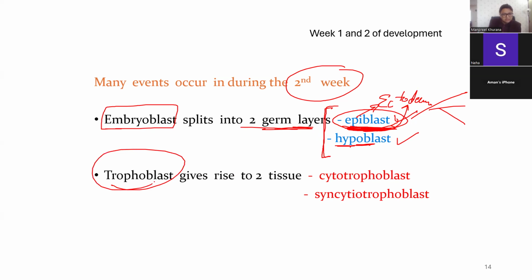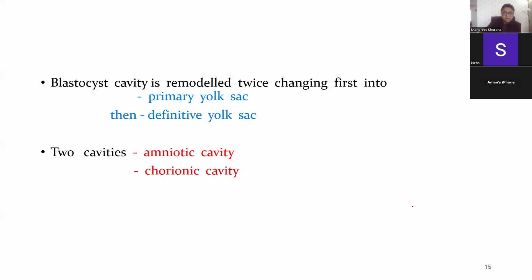Now this trophoblast is giving rise to two tissues, cyto and syncytio: cytotrophoblast and syncytiotrophoblast. There is a very beautiful diagram which I have taken from the book Ten Cate's, a book of oral histology. You will love the diagrams from this book because just by looking at them, you'll be able to understand almost all of the embryology. It's a beautiful diagram, so we'll see that diagram in a while.